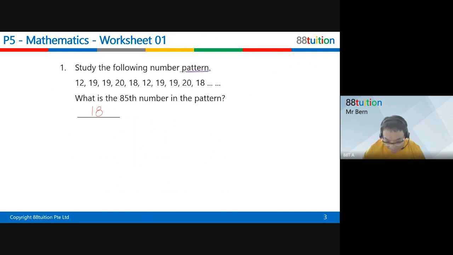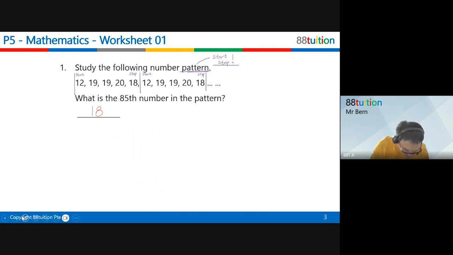For a pattern kind of question, you must always look for the start and stop. 12 is the start. And can you see? 12, 19, 19, 20, 18. So you have to know where the start and stop are. Once you determine where the start and the stop is, you can actually group this.